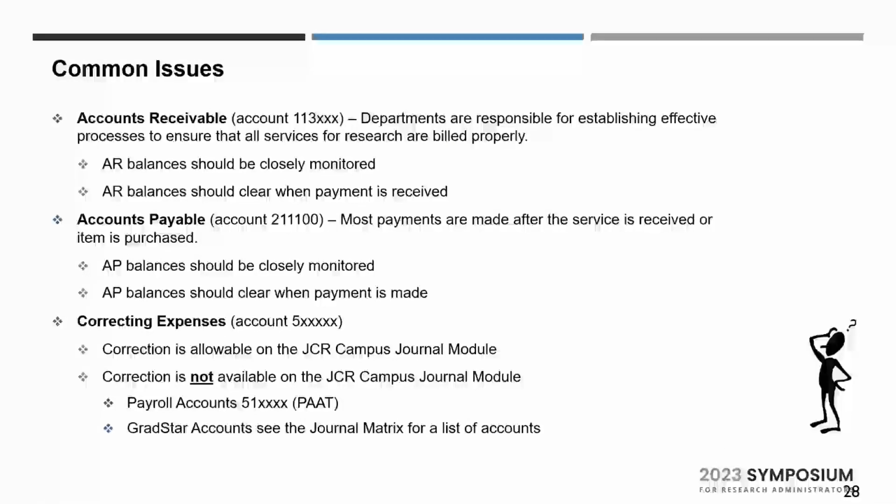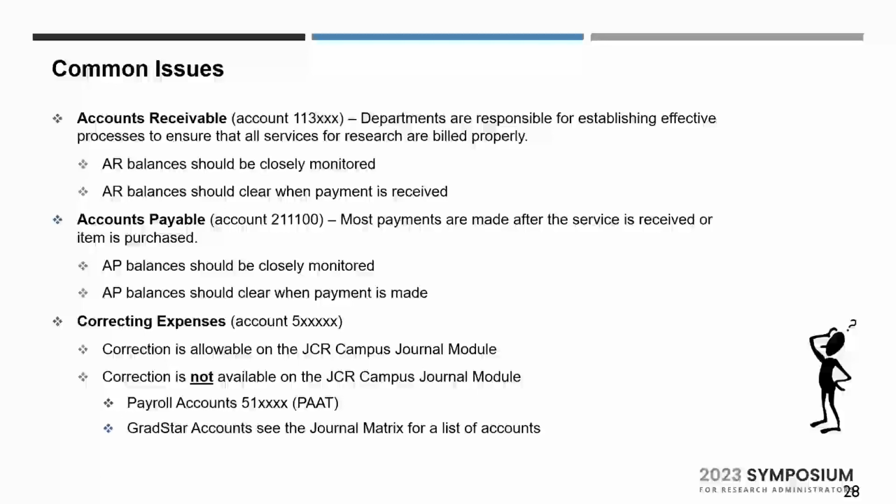Next, we wanted to mention some of the items we usually receive questions about. Remember, accounts receivable is cash expected to be received in the near future. AR balances should be closely monitored and should clear when payment is received. Accounts payable is cash to be paid after service has been received or an item has been purchased. Accounts payable balances should be closely monitored and should clear when payment is made.